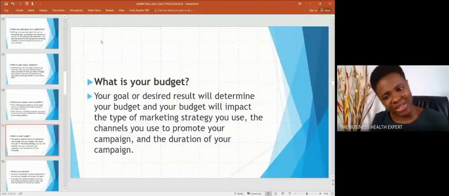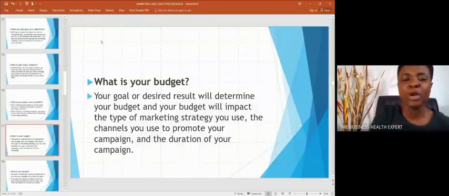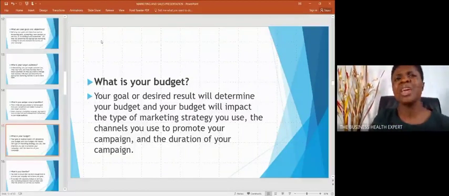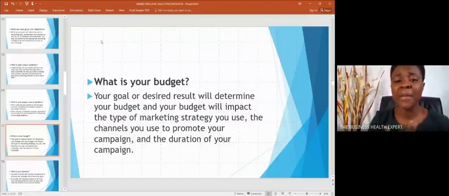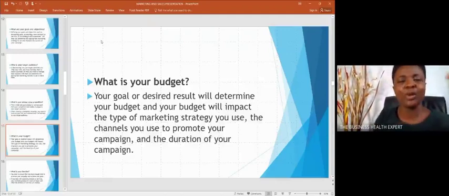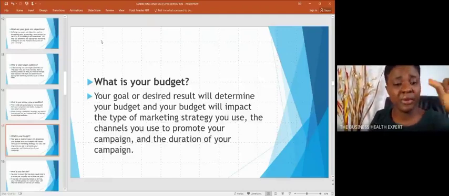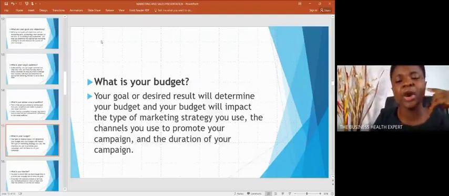So what is your budget? How much are you willing to spend? Before you can say that this is the amount I'm willing to spend, you must be able to define what your goal is, your desired result. If you want 10 customers in a day reaching out to you, the money you will spend on marketing is different from the person that just wants 5 customers, or is satisfied with just 3 customers. So understanding what your goal and desired result is, is very important, and how you want to promote it is also very important in determining what your budget is.